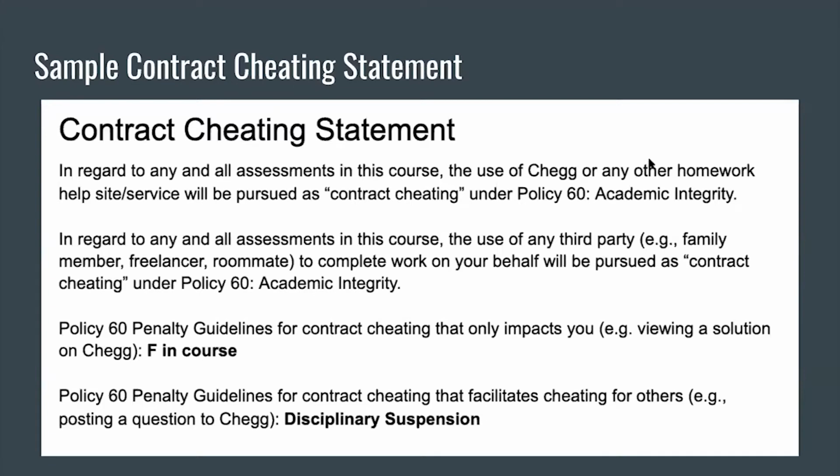So there are a couple of things we're trying to do with a statement like this. One, there's no hedging. It's very straightforward, very bold. Two, we're trying to educate in terms of language. Students need to understand, first of all, that Chegg and homework help sites are contract cheating, and they need to learn that term. The reason is that contract cheating is very different in Policy 60 in terms of penalty guidelines than regular cheating. So we're trying to be very explicit and educate them in that respect.